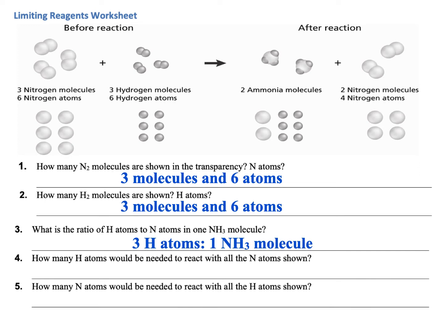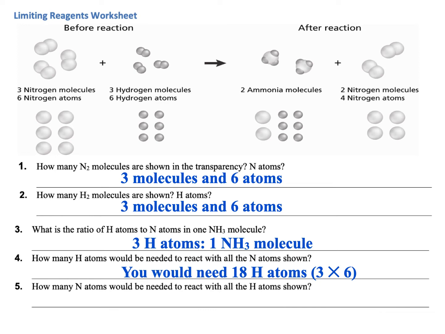How many H's would be needed to react all of the nitrogens? Well, all of the nitrogen up there would need 18 because 2 of them will use 6 to make 2 molecules, but I still had 4 left over. So each of those needs 3 more. So those 4 nitrogen atoms that are left there, each needs 3 more hydrogens. So 3 times 4 would be 12 more plus the 6 that we started with. So you would need 18 total hydrogen atoms to make this a non-limiting reagent problem.